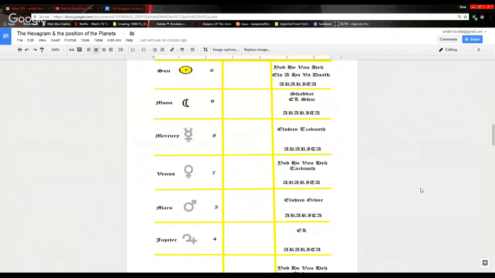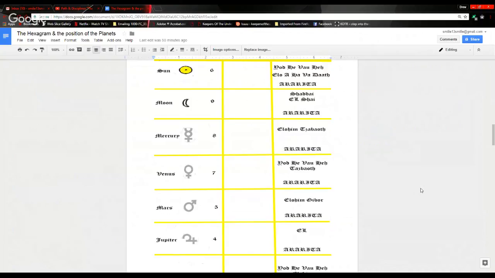So we have the planet, symbol, number, and day of the week. Sun, number 6. Day of the week is Sunday. The metal is gold. Colors, yellow and gold. Gems, heliotrope, topaz. Scent, cinnamon, all glorious odors. Olibanum. Plant, acacia, laurel, vine. Formula, Yod He Vau He, Eloah Va-Daath.